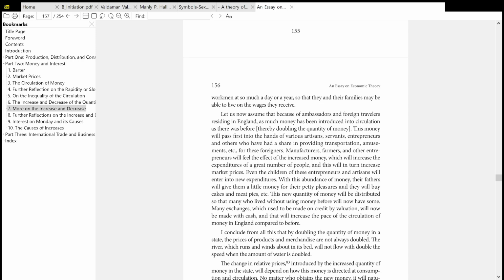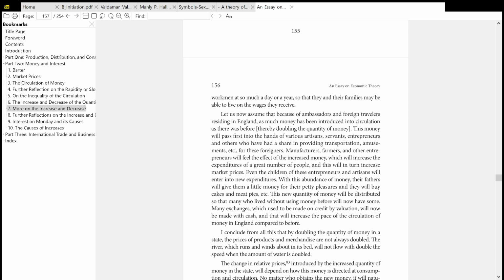This money will pass first into the hands of various artisans, servants, entrepreneurs, and others who have had a share in providing transportation, amusement, etc. for these foreigners. Manufacturers, farmers, and other entrepreneurs will feel the effects of the increased money, which will increase the expenditures of a great number of people, and this will in turn increase market prices. Even the children of these entrepreneurs and artisans will enter into new expenditures. With this abundance of money, their fathers will give them a little money for their petty pleasures, and they will buy cakes and meat pies, etc.